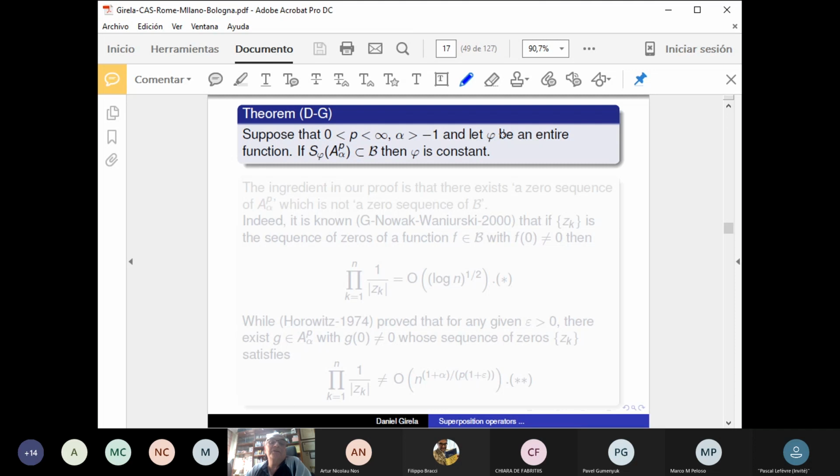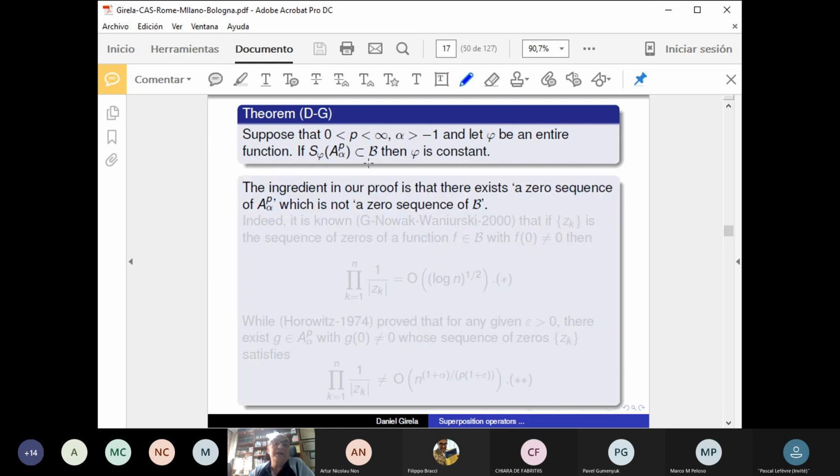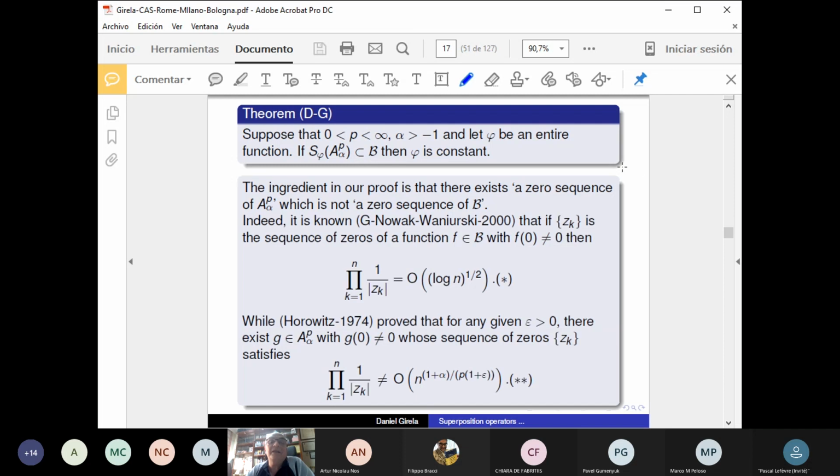Suppose that we have an entire function phi so that S phi of the weighted Bergman space A^p_alpha is inside the Bloch space, then phi is constant. And the way that we have proved this is using information about the sequences of zeros of this space. Well, we know a lot about the sequences of zeros of functions in the Bergman space and in the Bloch space, and these are the ingredients. The basic idea is that there is a zero sequence of the space A^p_alpha which is not a zero sequence of the Bloch space.